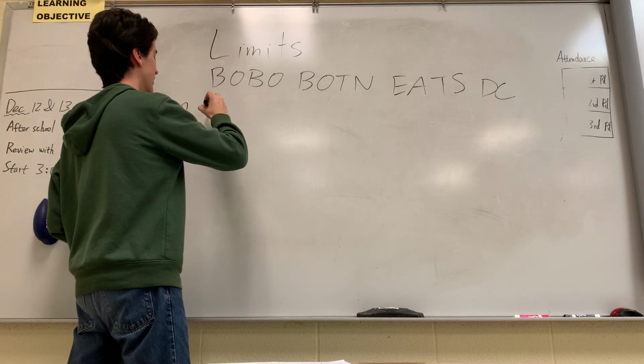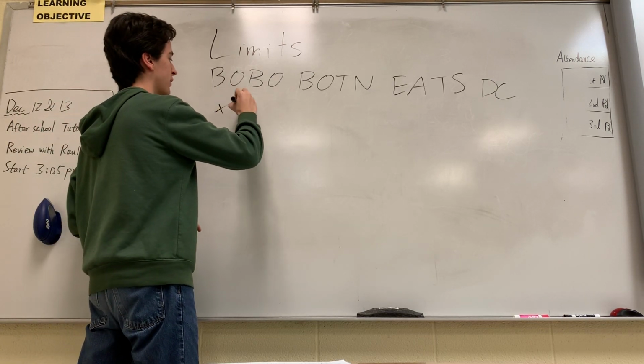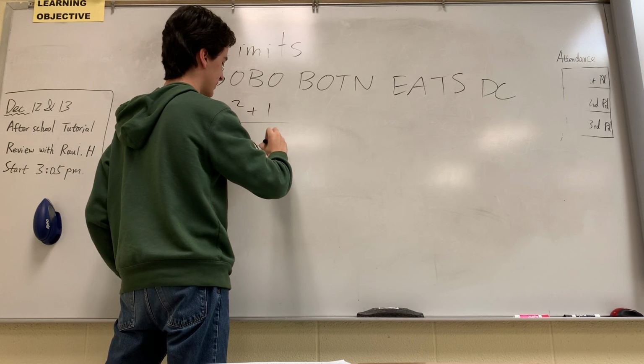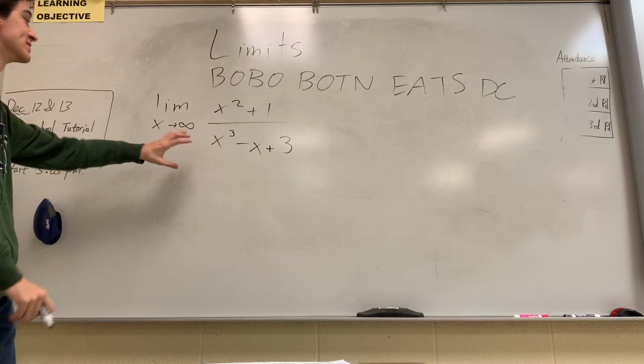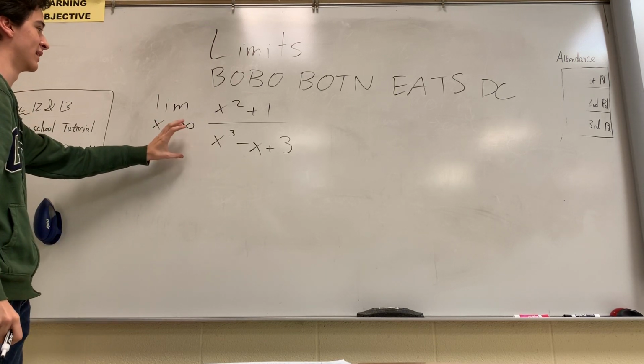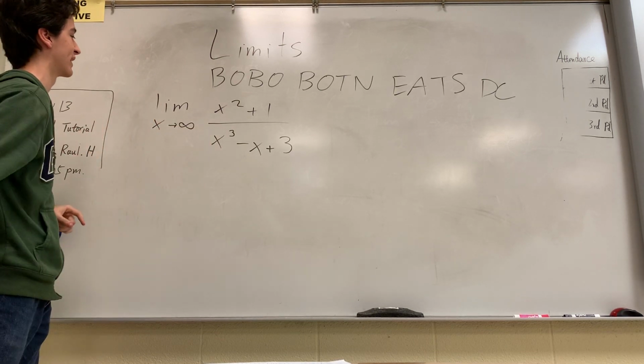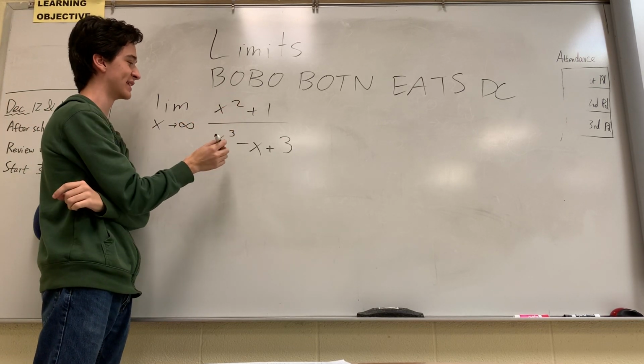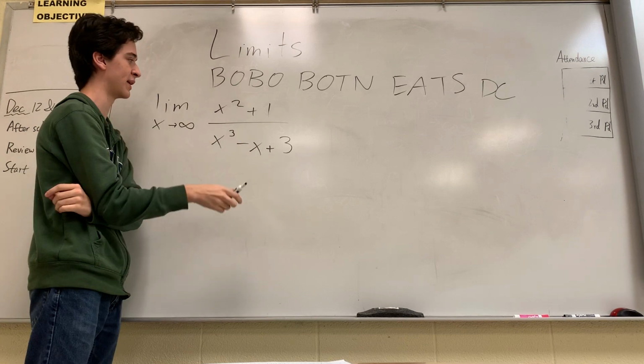Say we had the limit as x approaches infinity of x squared plus 1 divided by x cubed minus x plus 3, right? This is one of the 3 cases of the related growth question that they can give you. We see that the degree of the polynomial in the numerator is less than the degree of the polynomial in the denominator. So we have a 2 to 3.